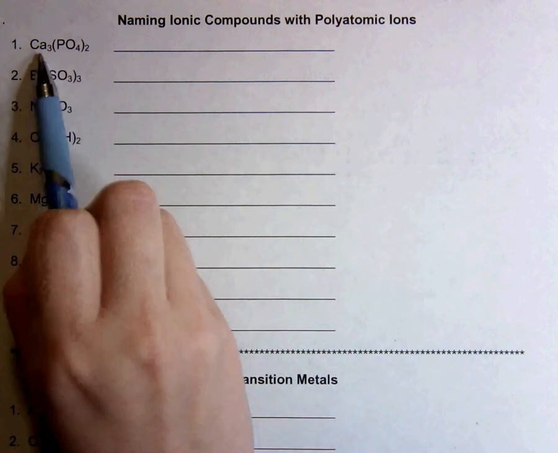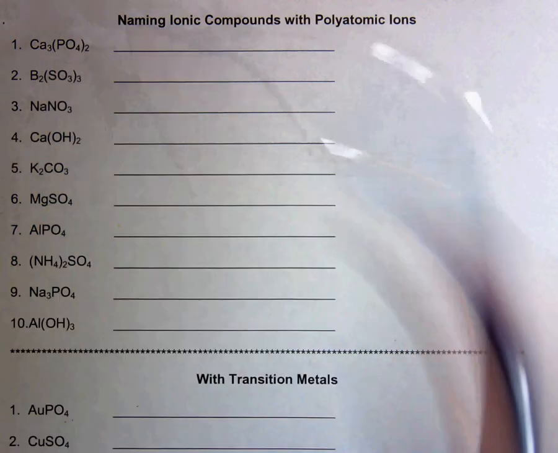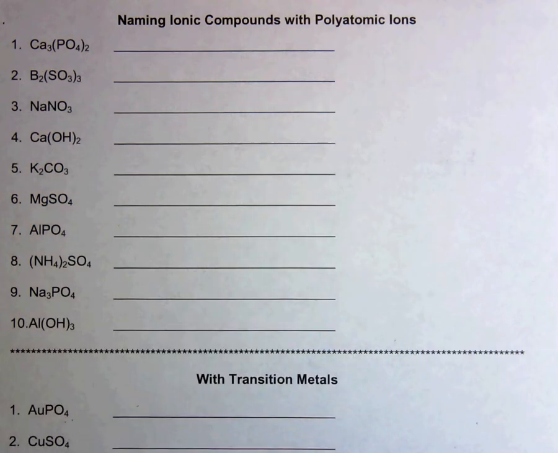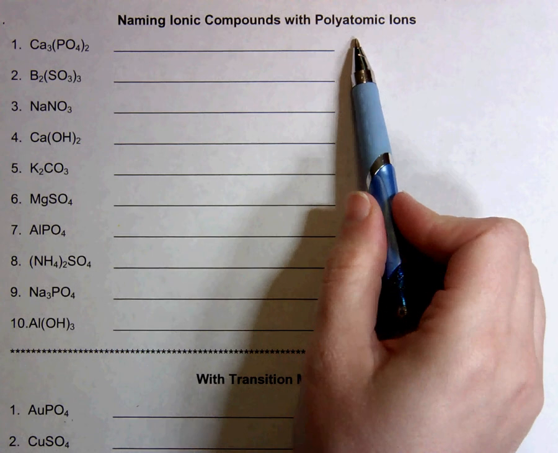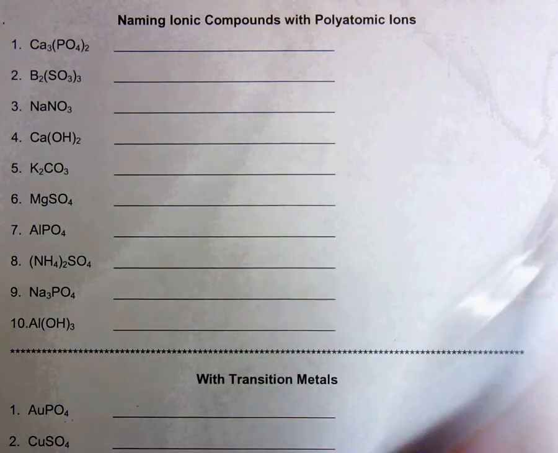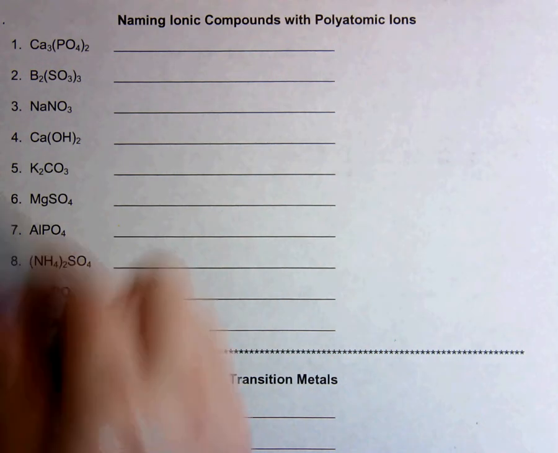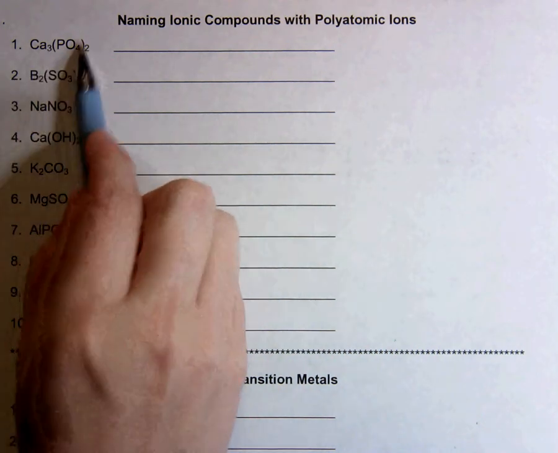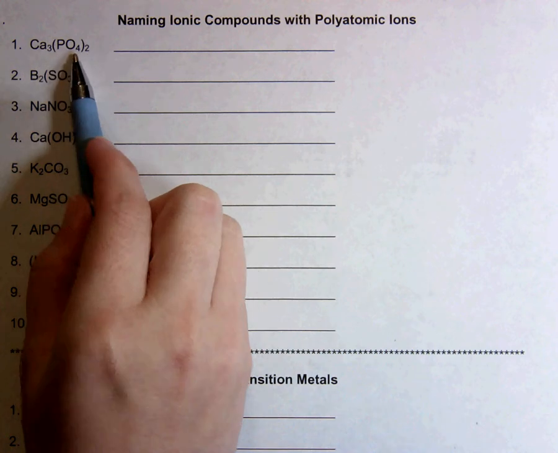We actually have Ca, P, and O. So anytime that you see this, you're going to look for the polyatomic ion in your compound. The polyatomic ion is one that has more than one element bonded together to make an ion that will then go bond with something else. In this case, it's in parentheses, which makes it a lot easier to see. PO4 is our polyatomic ion.